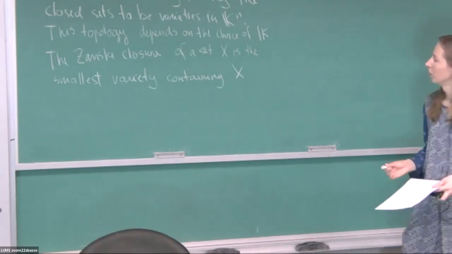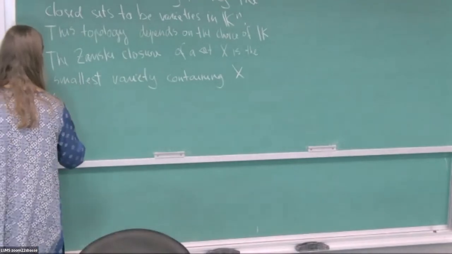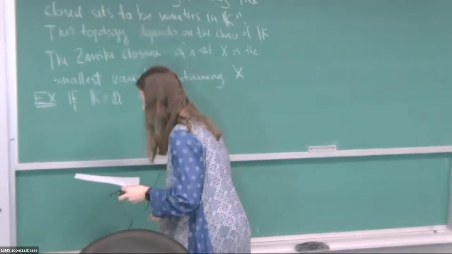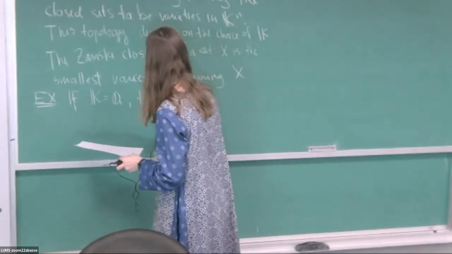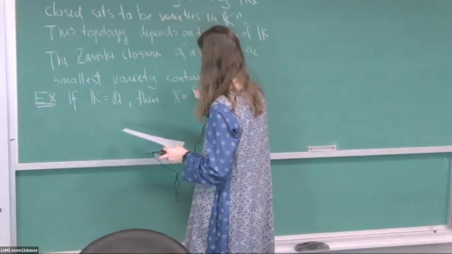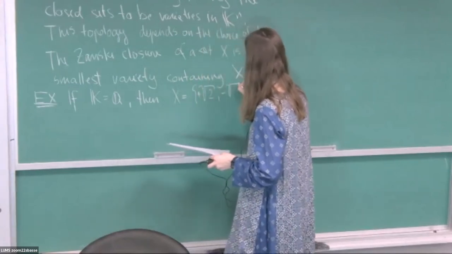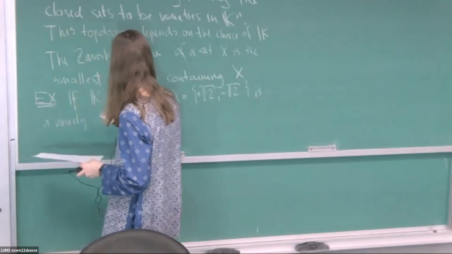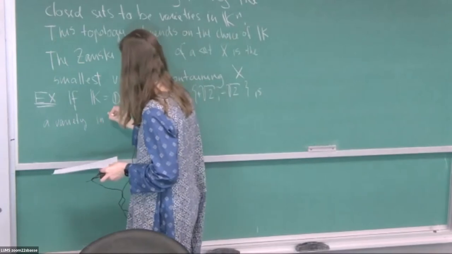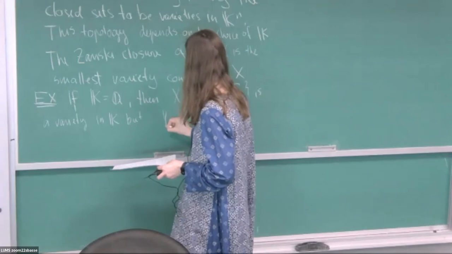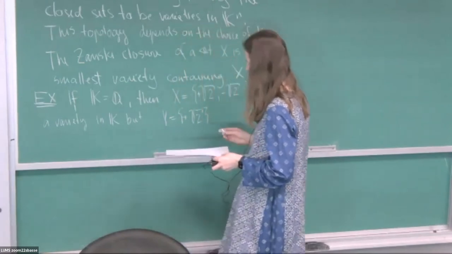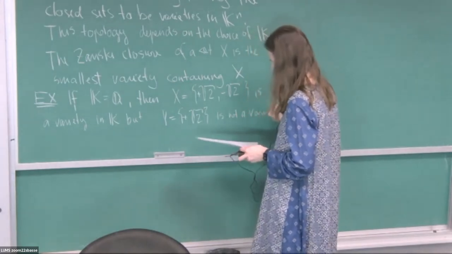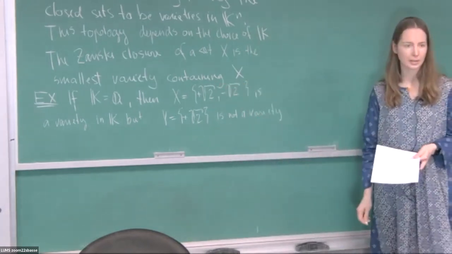Let's do an example. Let's take our field to be the field of rational numbers. Then this set, plus square root 2 and minus square root 2, is a variety. But if we just take the set consisting of plus square root 2, this is not a variety. In fact, its Zariski closure is X.